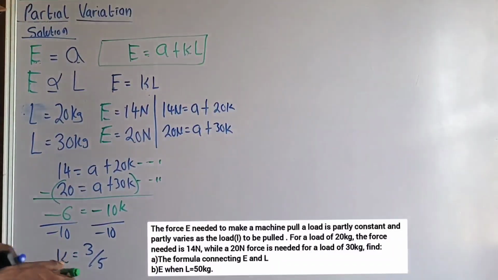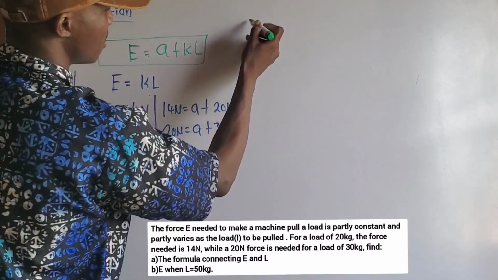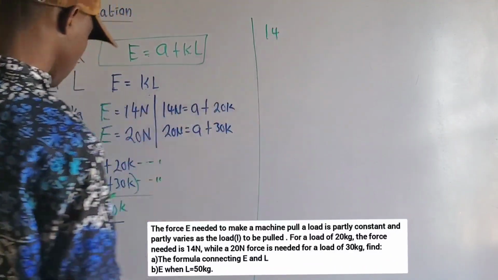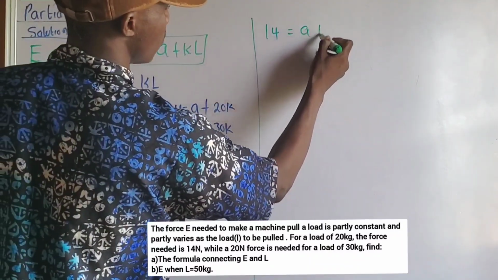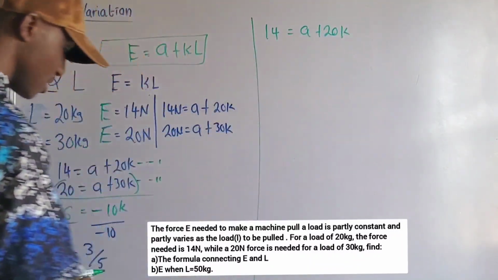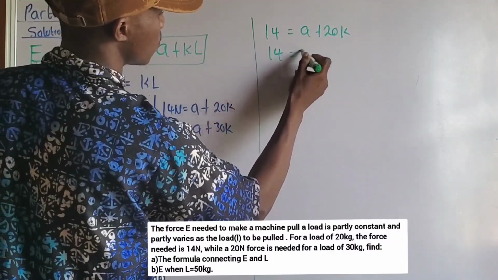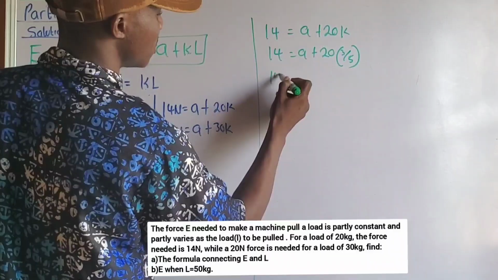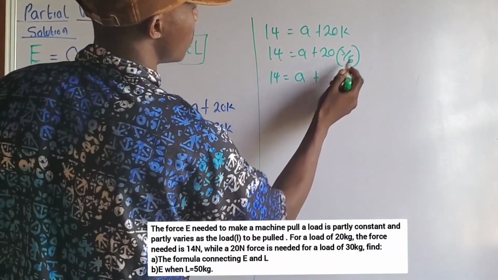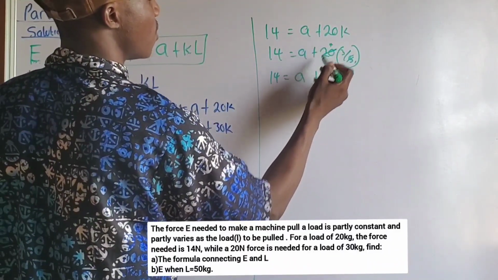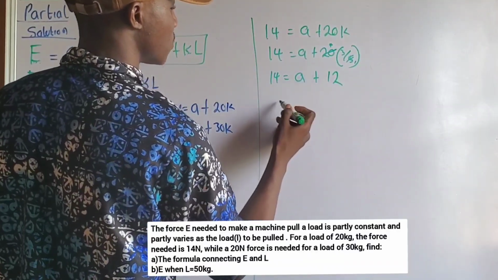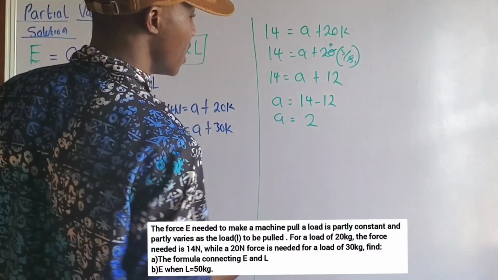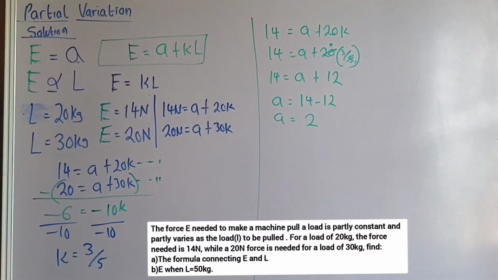So let us make use of equation 1. Equation 1 is 14 equals to A plus 20k. Now, when k is 3 over 5, I'm going to have 14 equals to A plus 20 multiplied by 3 over 5. Do you understand? Okay. 14 equals to A plus, now 5 divided by 5 there, 4. 4 times 3 is 12. So I'm going to have A plus 12. So A equals to 14 minus 12, which is A equals to what? 2. Okay. So the value of k is 3 over 5, while the value of A is 2.